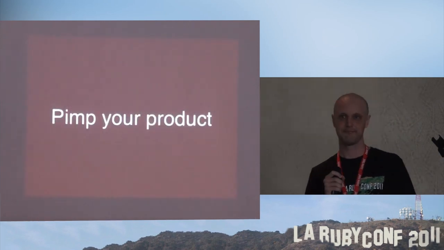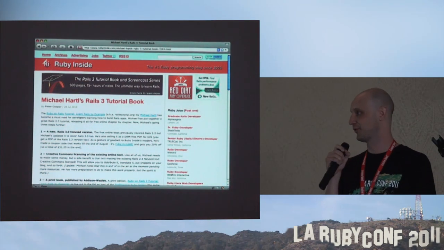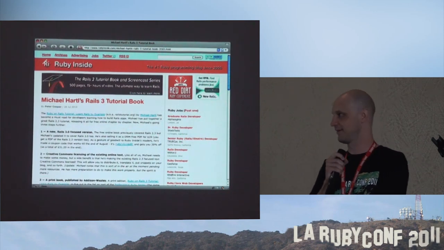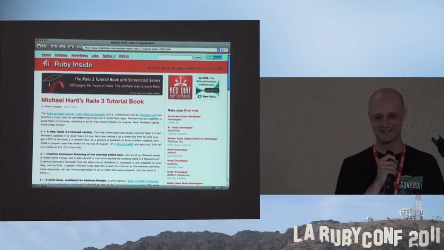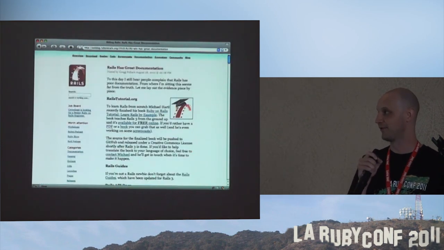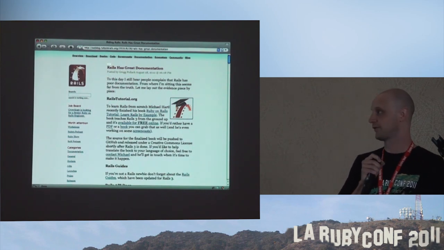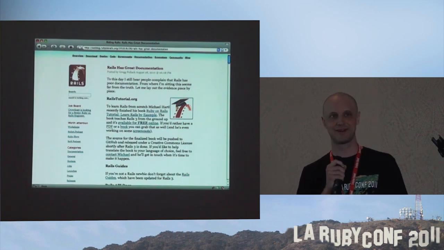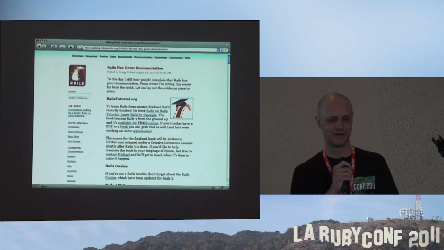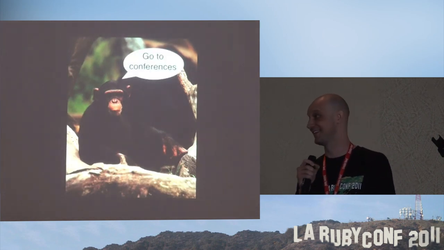Remember, you have to pimp your product. This was the main launch on Ruby Inside, Michael Hartl's Rails 3 tutorial book. There's a Ruby on Rails Tutorial, Learn Rails by Example link there, by the way. This is a good thing to have, someone linking to your site with good link text. I also got a post. Greg Pollock made a post on Riding Rails, the main Rails blog. Rails has great documentation. The first example, RailsTutorial.org. So how do you arrange this? How do you launch your thing on Ruby Inside and Riding Rails? Humans are primates. You cultivate relationships with people. Go to conferences.